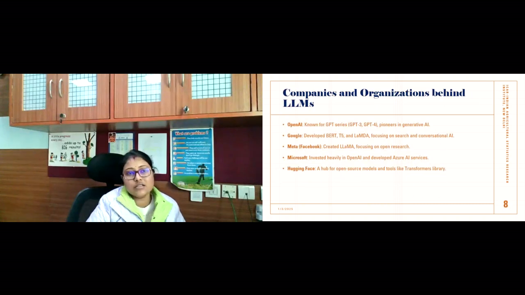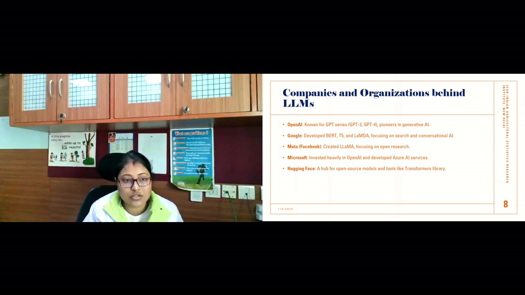Okay, so once this is done, this is somewhat regarding the architecture, and these are the major companies or organizations involved behind the buzz around large language models. For the GPT series, it is the OpenAI company, which are pioneers in generative AI. Then most of the freely available LLMs to experiment with are given by Google, which are BERT, T5, LaMDA. They focus on search and conversational AI. The models that I spoke about given by OpenAI are not available free of cost. Mostly they are licensed. And then there are other models called Llama, given by Facebook, or the Meta company as it is called nowadays. They are focusing on open research. And then OpenAI and Azure AI services are given by Microsoft, and Microsoft has invested heavily in OpenAI. So basically the GPT series is a product of Microsoft only.